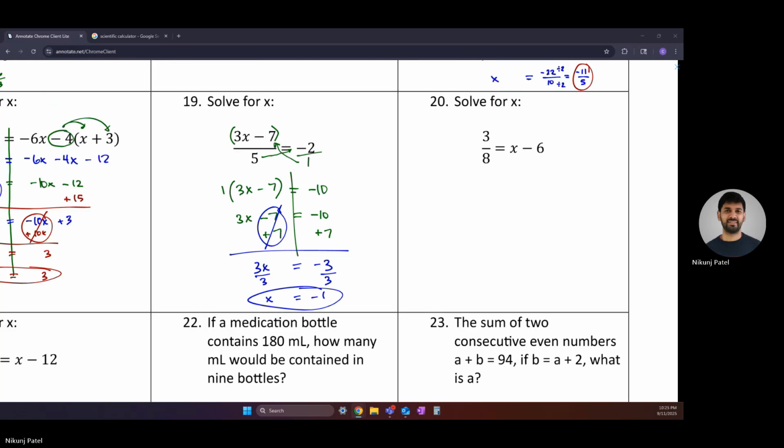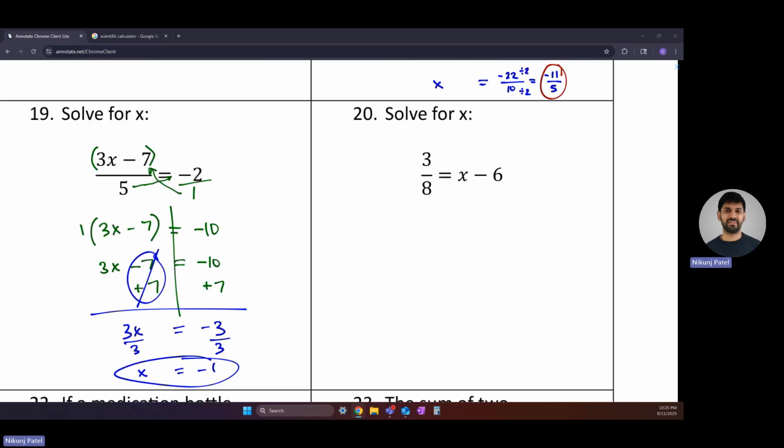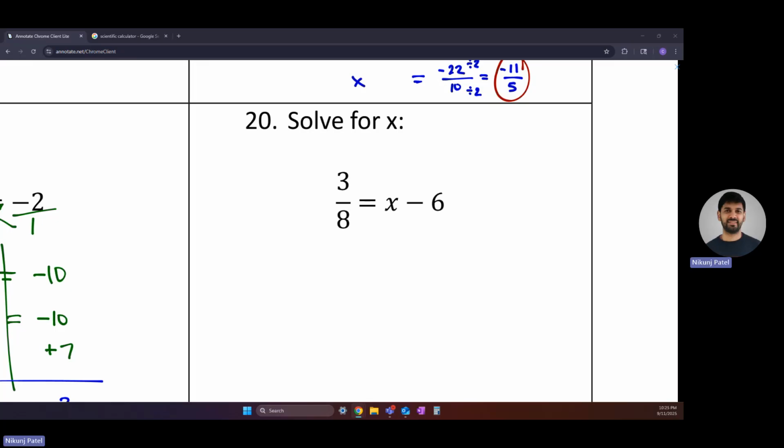All right, let's keep going here. So for all these that have a fraction and then not a fraction, you can always turn the other thing that's not a fraction into a fraction, and then you just cross multiply, right? So we do 1 times 3, which is 3. And then on the other side, we have 8 times x minus 6. So this will become 3 equals 8x minus 48.